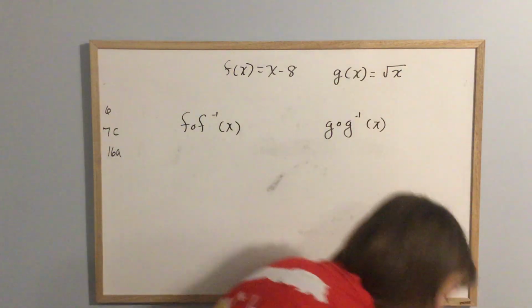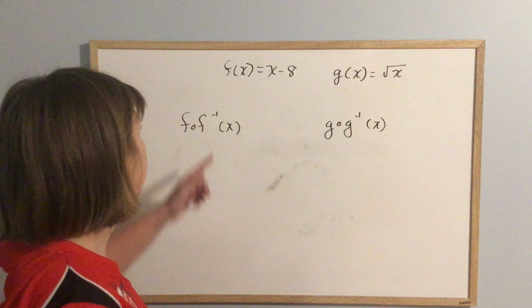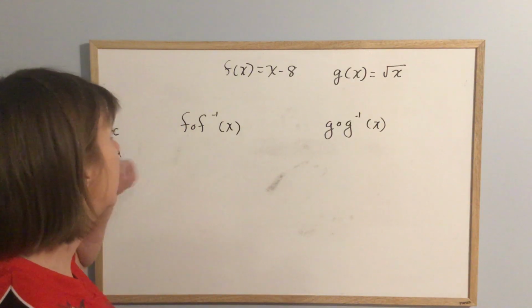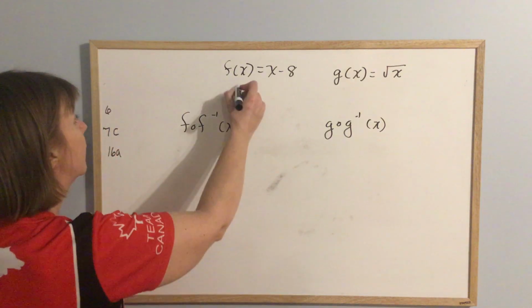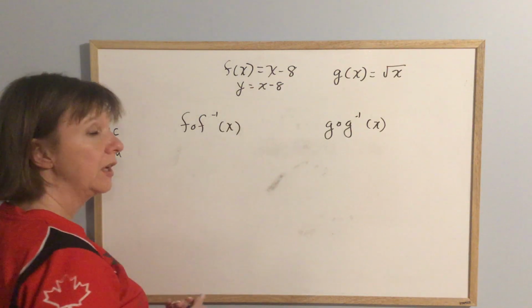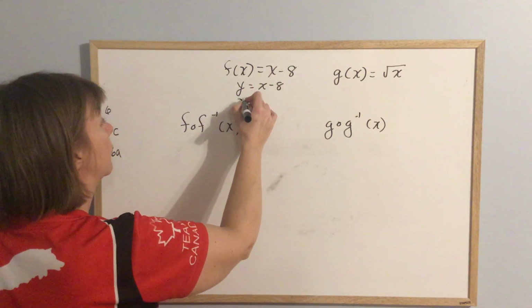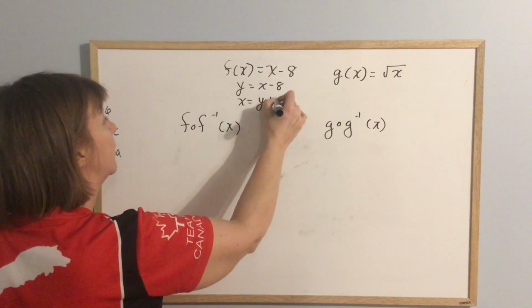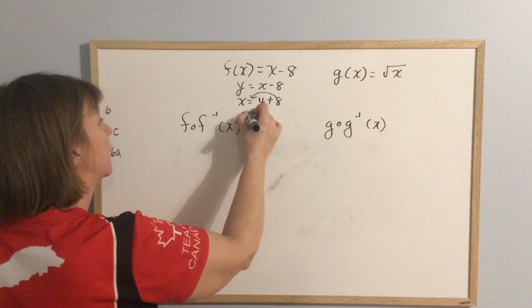So what you'll need to do is find the inverse of f at x. So remember, if y is equal to x minus 8, to find the inverse, switch your x and your y. x is equal to y plus 8. Move this over here.